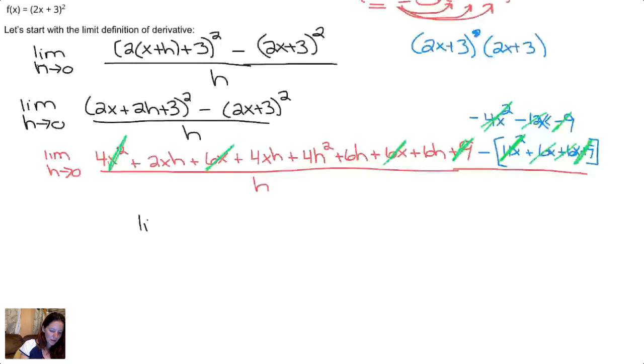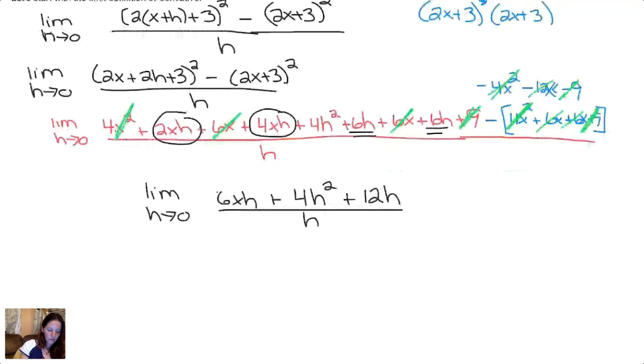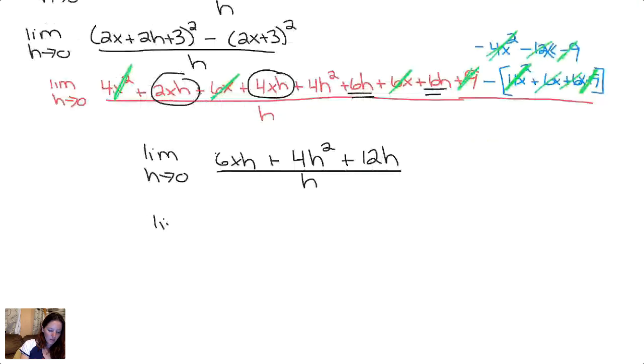So let's see what we have left. We have the limit as h approaches 0 of 2xh here and 4xh there, plus 4h squared. And then we have 6h and 6h.